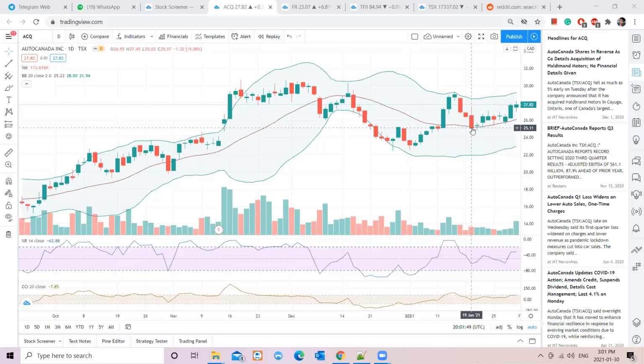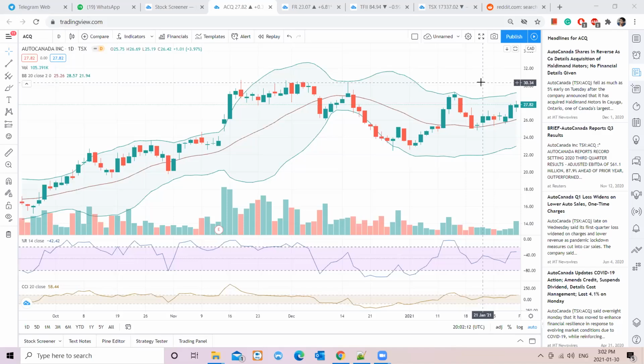I would buy around 25 with a stop of 23. So buy at 25, target of 30. That's a 20% gain, $5, with risk of $2, so 5 is to 2.